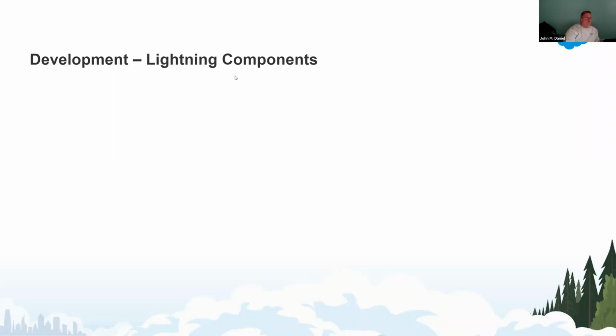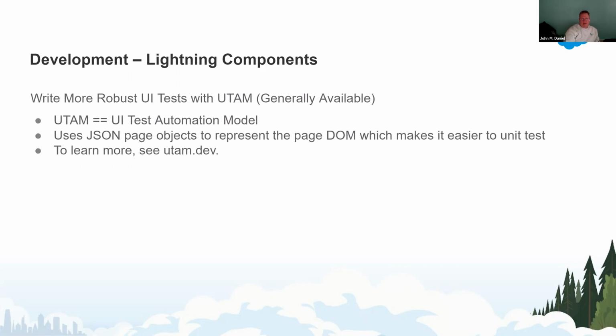So anyway, when it comes to development and Lightning components, go ahead and click the next thing. The UTAM beta or pilot, and now generally available. UTAM, if you're not familiar with it, as it says right there, is the UI Testing Automation Model. It's a concept about how to structure UI pages. Instead of trying to work directly with the DOM, it translates it into a JSON object that you can more easily work with and consume. And so that's going to help streamline your UI unit tests.